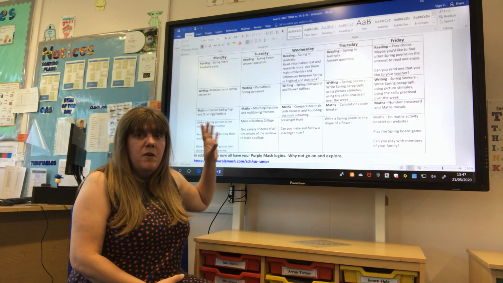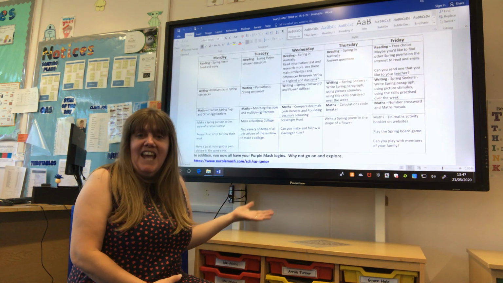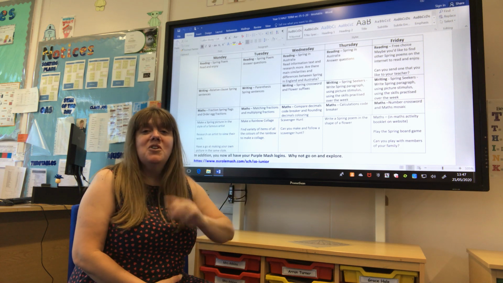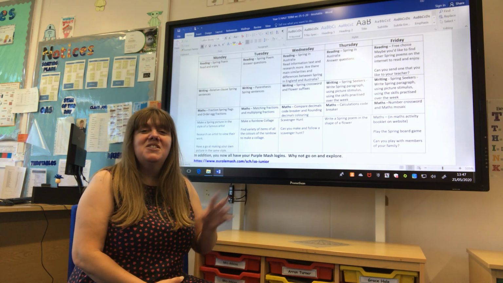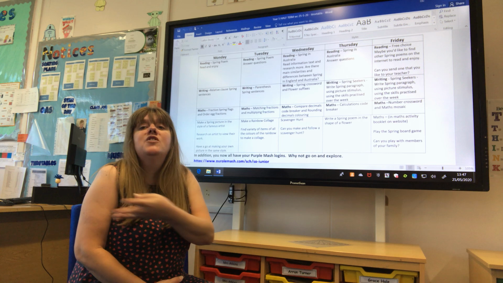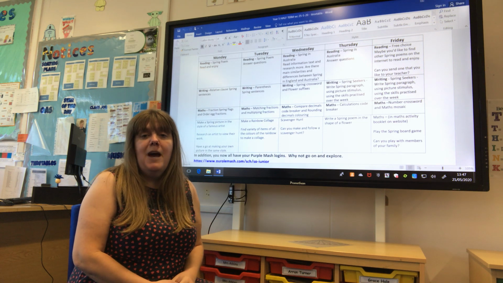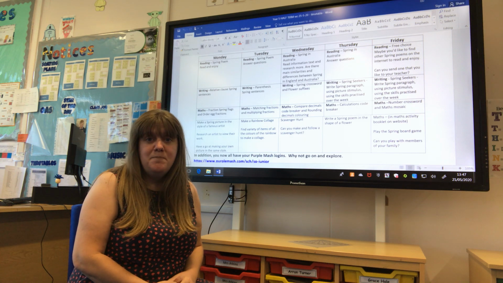And within that then, we've put it into a timetable. Again, it's completely a suggestion. You might choose to do the whole booklet in one go. You might choose to do the booklet, the activities in a different order. That's completely up to you, linked into how you as a family want to spend your half term.